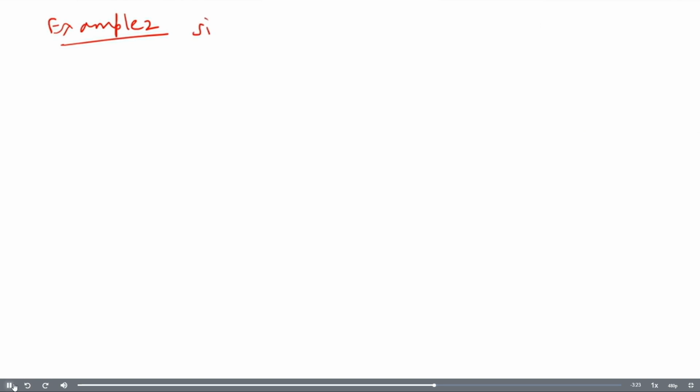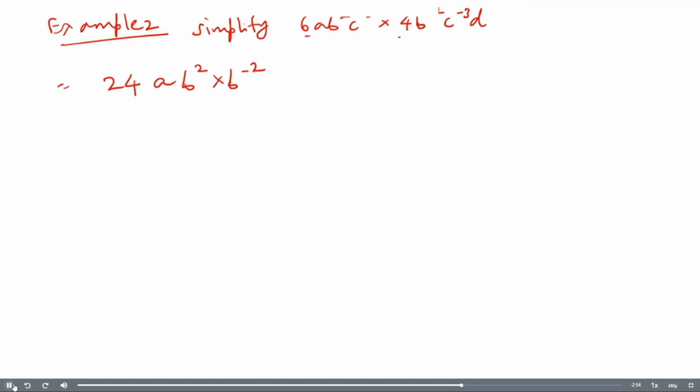Example 2, simplify 6ab square c cube into 4b to the power minus 2 c to the power minus 3 into d. This is equal to 6 into 4, which you can multiply and take as 24, a to the power 1 into b to the power 2 into b to the power minus 2. I'm just rearranging the constants, into c to the power 3 into c to the power minus 3 into d. Now what I can do here is 24a into b to the power 2 minus 2.